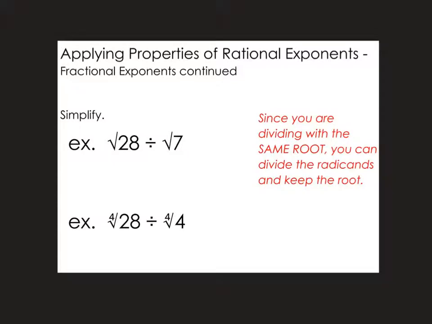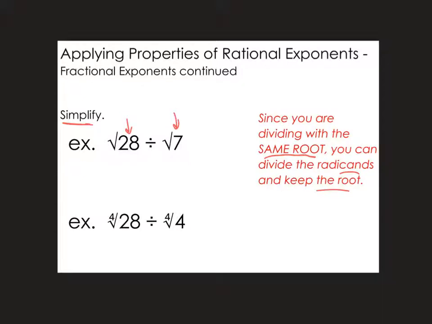In this video, we're going to take what we know about rational exponents and exponent properties and put it all together. Simplify. How do we simplify the square root of 28 divided by the square root of 7? Well, since we are dividing with the same root, you can divide the radicands and keep the root, right? So the radicands would be the values underneath the radical.